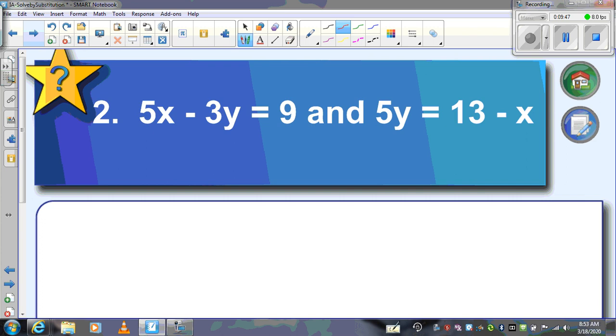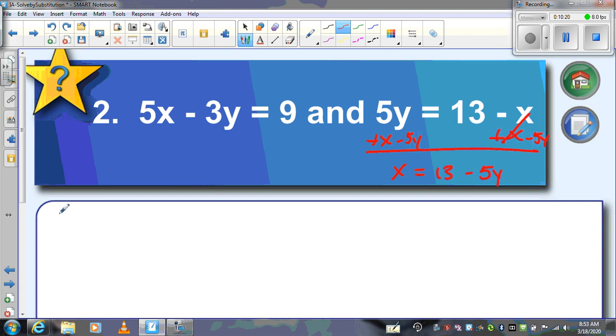Okay, so the first thing is you need to get one variable all by itself. I'm looking at the first equation, it looks way too complicated. So I think I'm going to go with the second equation, and I'm going to move the x to this side. And at the same time, I'm going to move the 5y over. So now I have x is equal to 13 minus 5y.